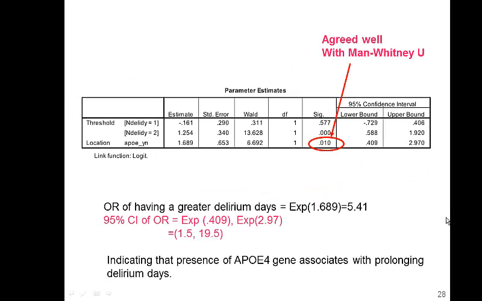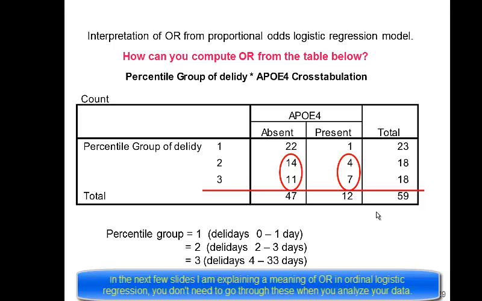So what does this mean? What does 5.41 mean? Many people ask, I know this is an odds ratio, but odds ratio of what? In the data, we began with a 3-category outcome variable. Level 1 is from actual delirium days of 0 and 1, level 2 is for actual delirium days 2 to 3, and level 3 is delirium days 4 or greater. Right? And then we have 3 categories.